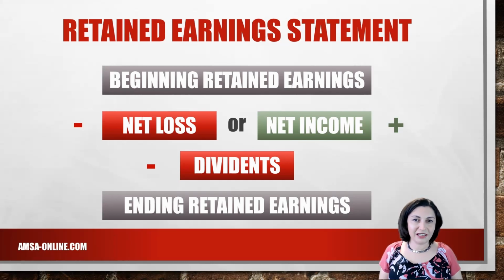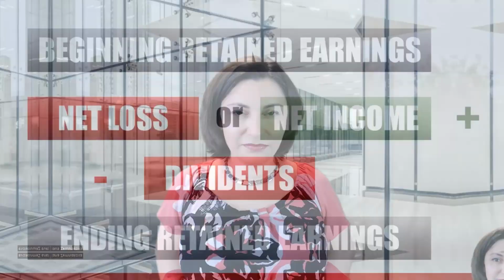To arrive at the ending balance, we start with the beginning balance in the retained earnings, then add net income or deduct net loss, then deduct dividends. Net income is the excess of revenues over expenses. We have a net loss if expenses exceed revenues.